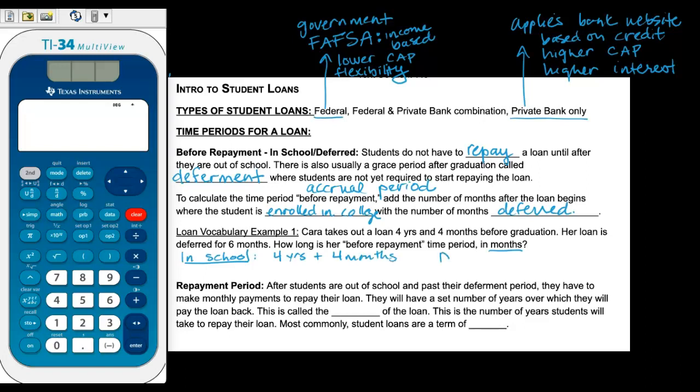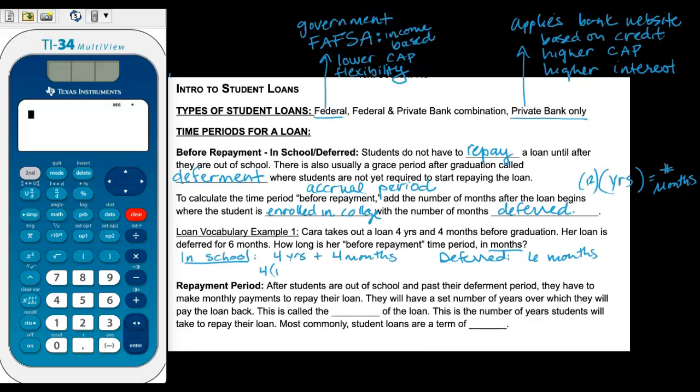And then it was deferred for 6 months. And we're going to add all that together. So the first thing we need to do is get the years into months. If you want to get years into months, all you have to do is take years times 12, and that will give you the number of months because there's 12 months in a year.